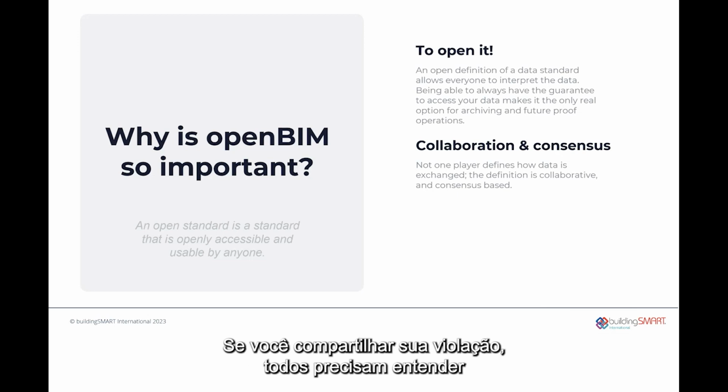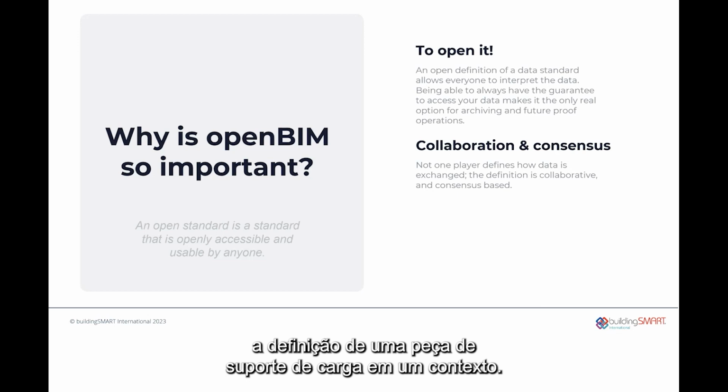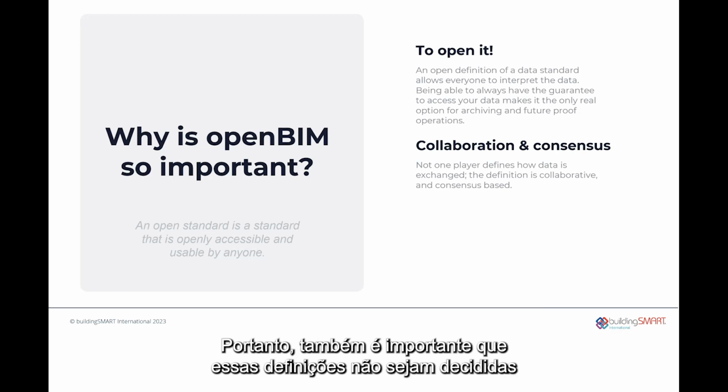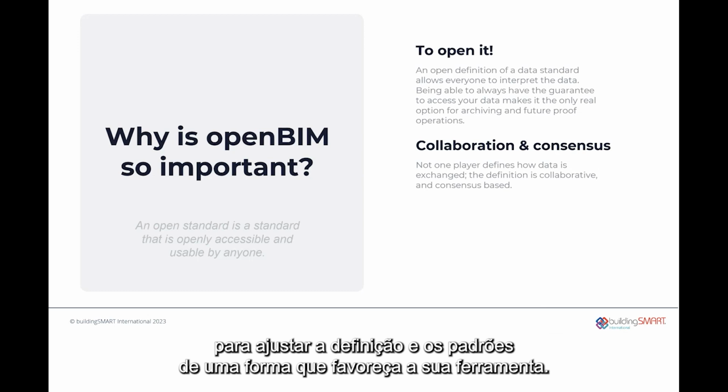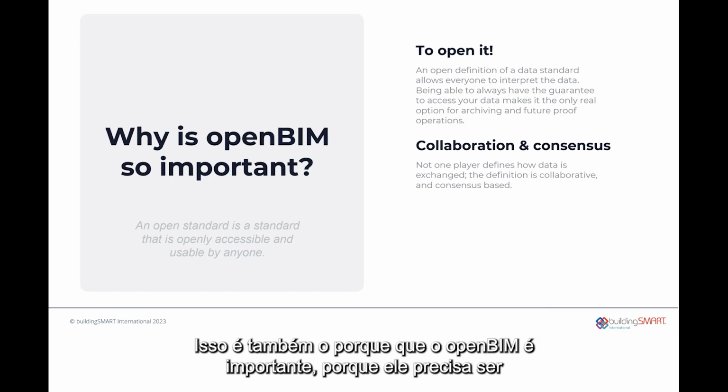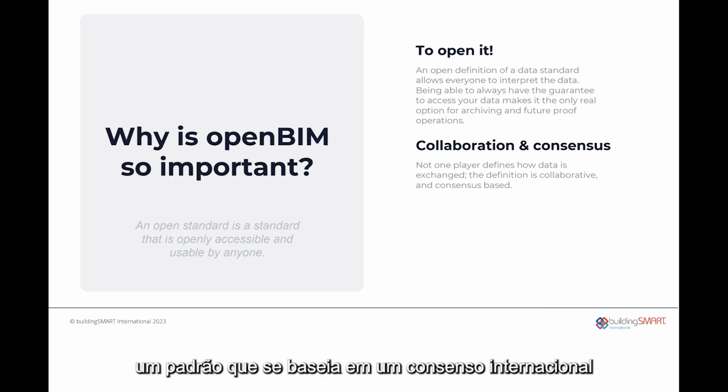Everyone needs to understand the definition of load-bearing parts in a road. Everyone needs to understand where you place materials and what the allowed material list is, for example. So it is also important that these definitions are not decided by one software vendor that then has the ability to tweak the definition and the standard in a way that favors their software tool. This is also why openBIM is important, because it needs to be a standard that is based on international consensus and constructed in a collaborative way.